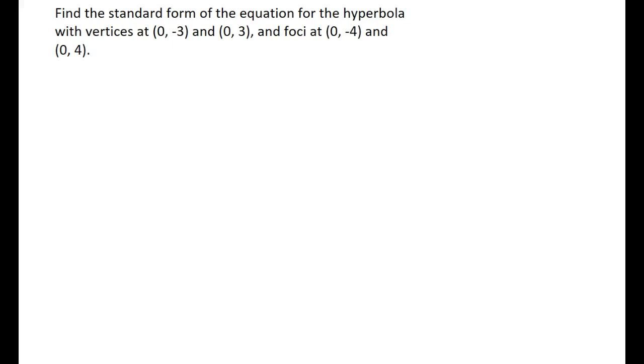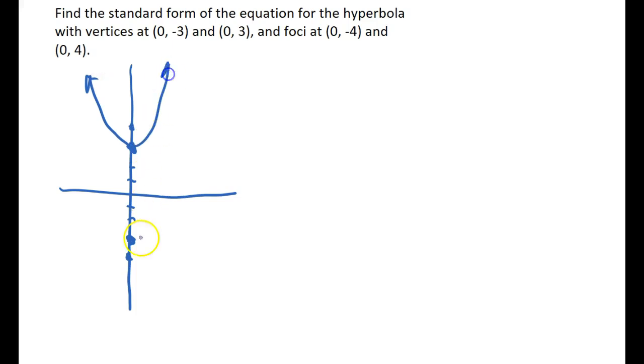Okay, last example. What if I know that the vertices of my hyperbola are at (0, negative 3) and (0, 3), and the foci are at (0, negative 4) and (0, 4)? Okay, let's do a quick sketch. 1, 2, 3. There's one vertex. 1, 2, 3. There's another vertex. There's a focus. There's another focus. So this hyperbola is doing this. And obviously the center is at (0, 0).